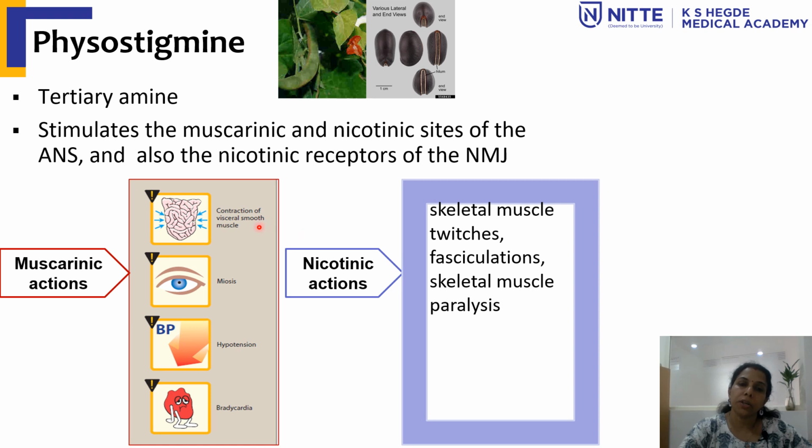It can lead to contraction of the smooth muscles, there will be miosis, that is constriction of the pupil, BP fall, and even bradycardia. So these are the muscarinic actions mediated through physostigmine. Nicotinic actions are in the skeletal muscle, since it is mediated through the NM receptors present in the neuromuscular junction. So there will be twitches, fasciculation, skeletal muscle paralysis, and so on.